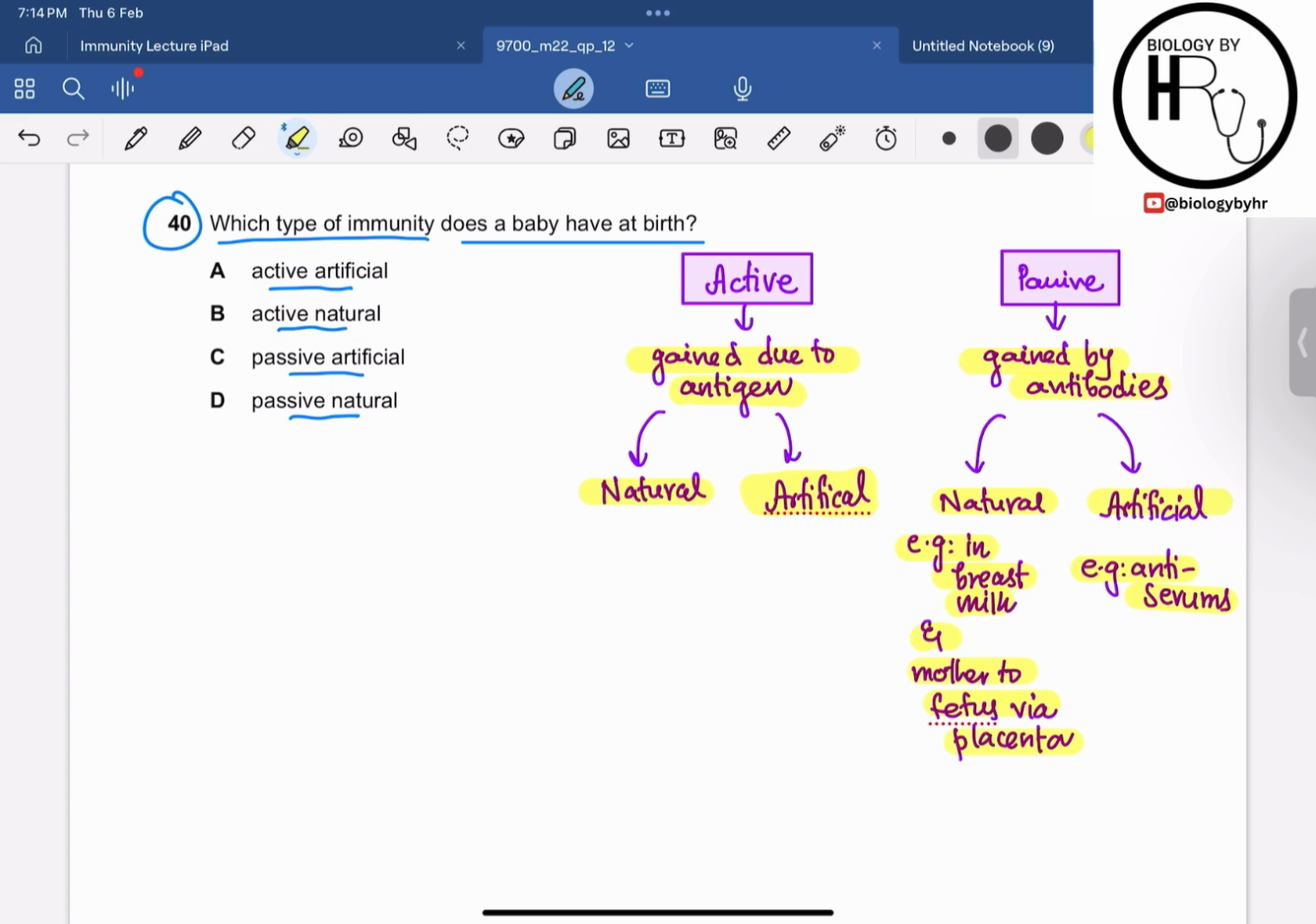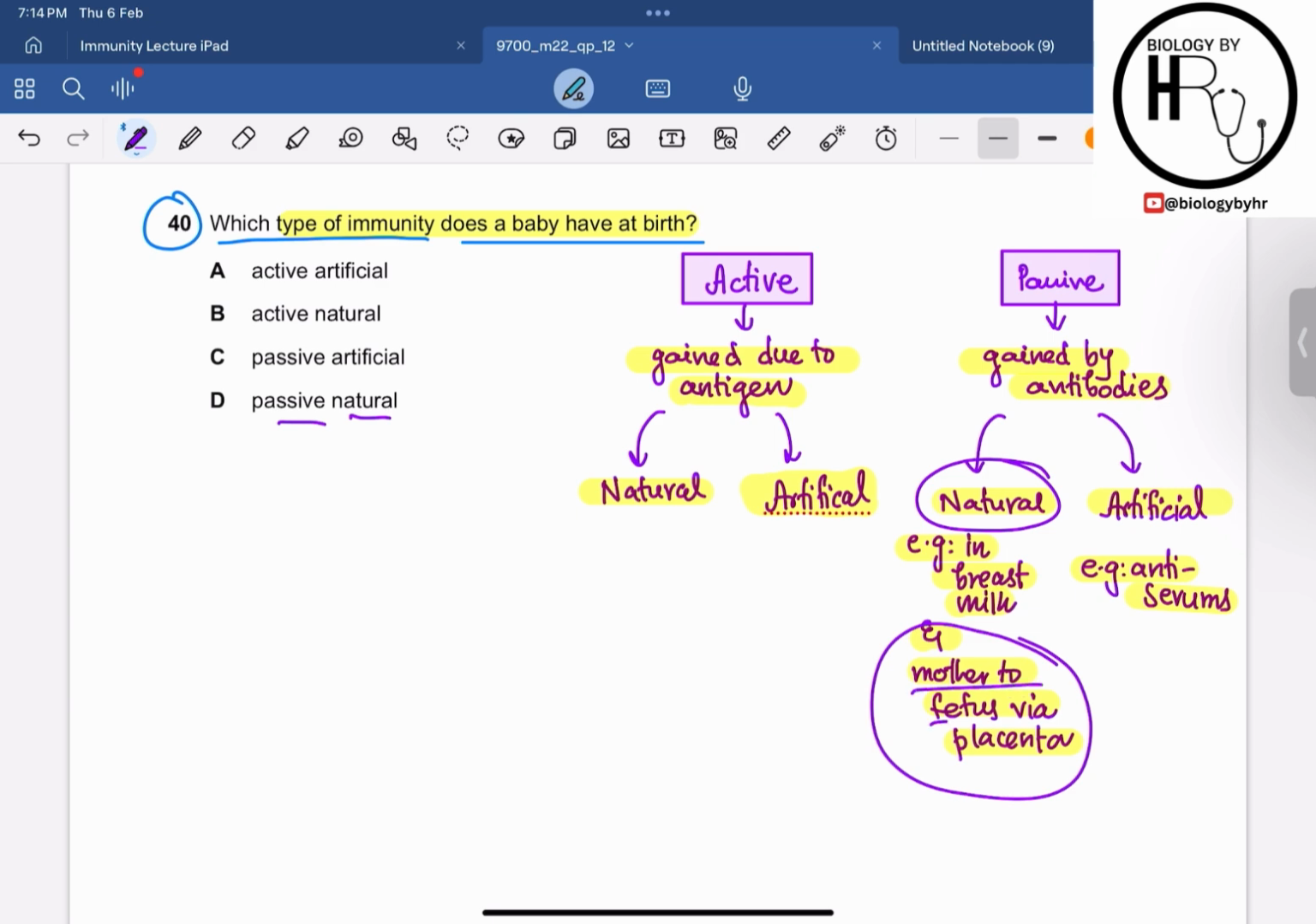So they are saying that which type of immunity does a baby have at birth, right? The baby has natural passive immunity at birth. How does it have natural passive immunity? Because the antibodies are passed from the mother to the fetus via the placenta. So hence the correct answer over here is option D.